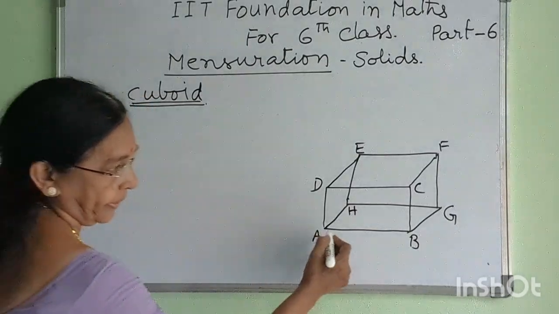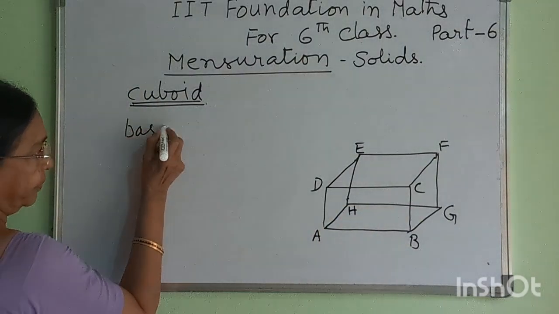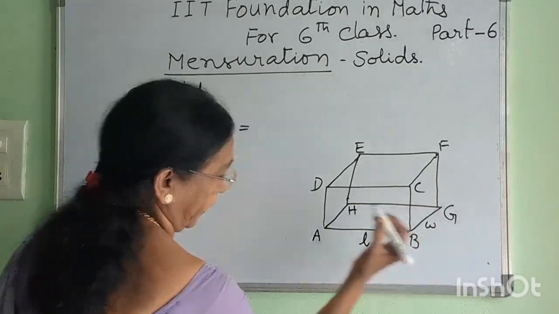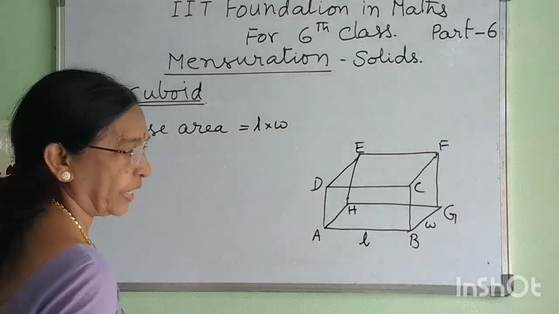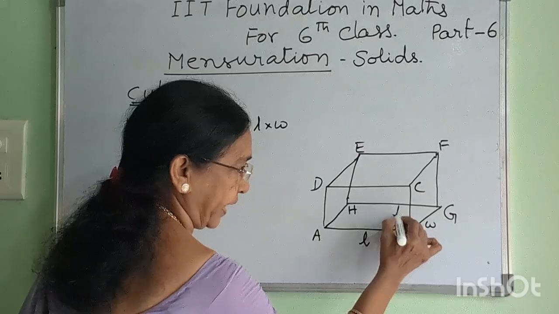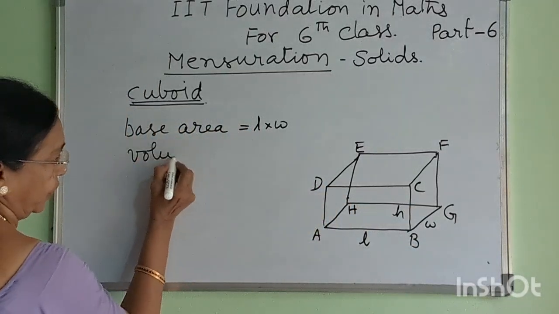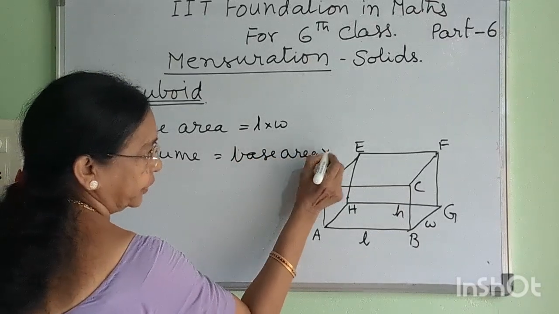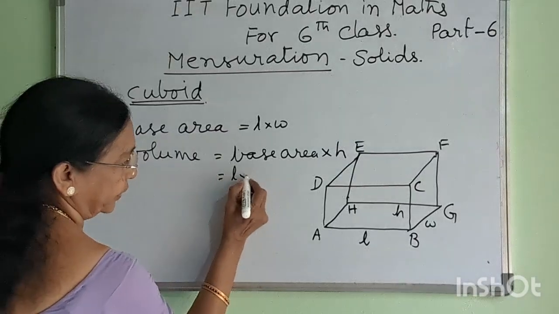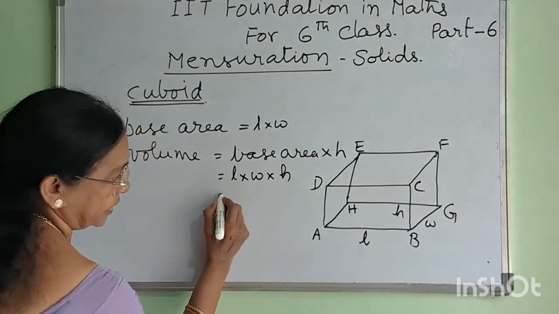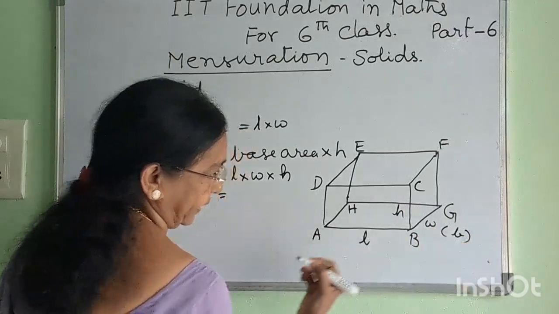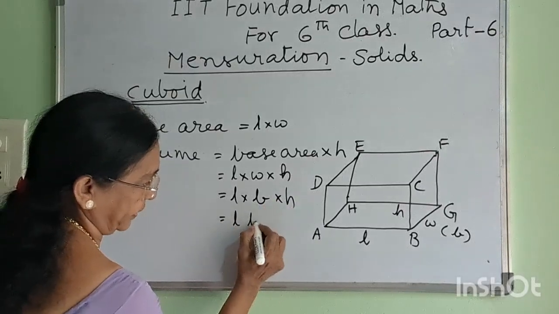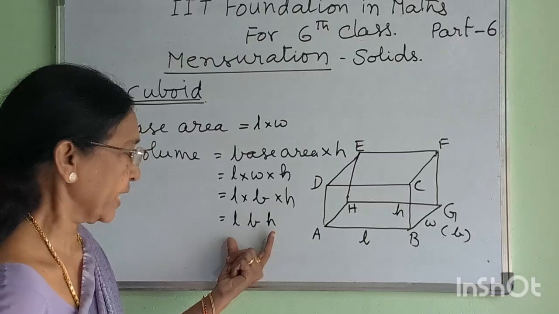And the base area is equal to length into width or breadth, L into W. And if this is the height H, BC is the height H, volume is equal to base area into height, or L into W into H, or sometimes this width is taken as a breadth B, then L into B into H, or simply LBH.